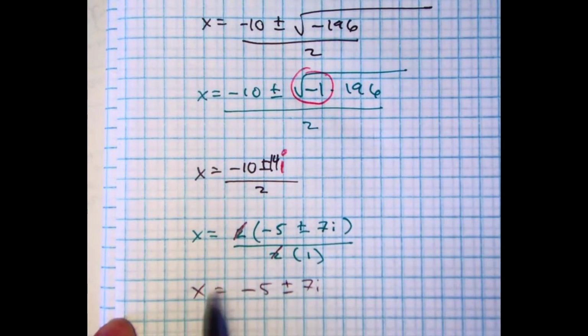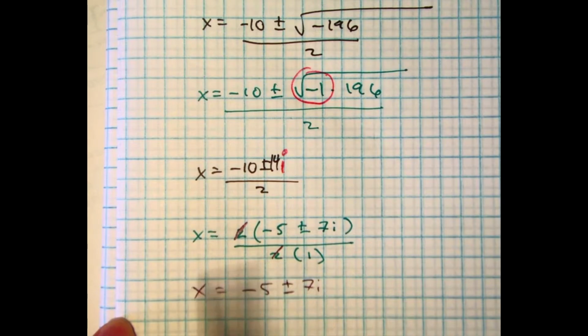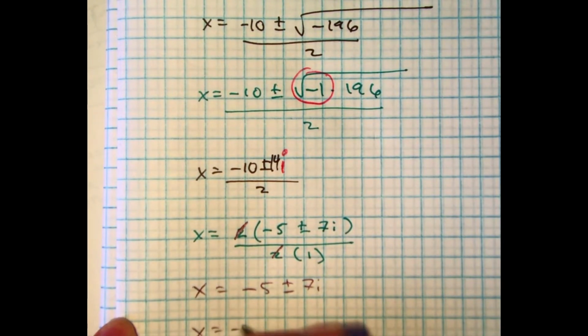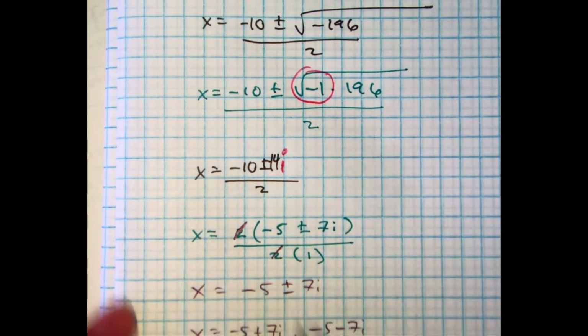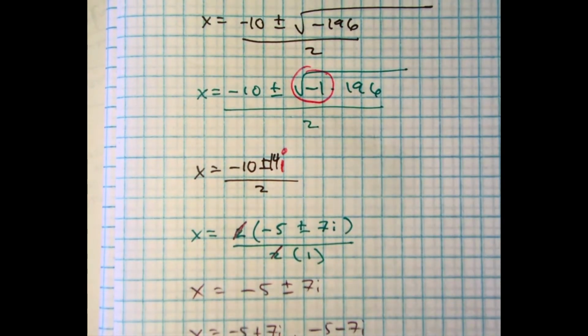Show me with your fingers. How many solutions is this? Show me. It's 2. If you don't see that, it's negative 5 plus 7i and negative 5 minus 7i. You don't need to split them. This is probably simpler, but I just want you to make sure you understand that. Here's our solution.